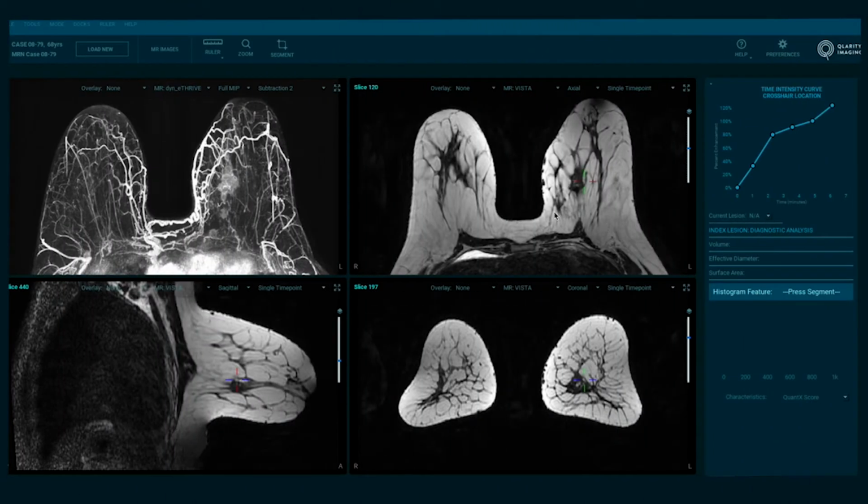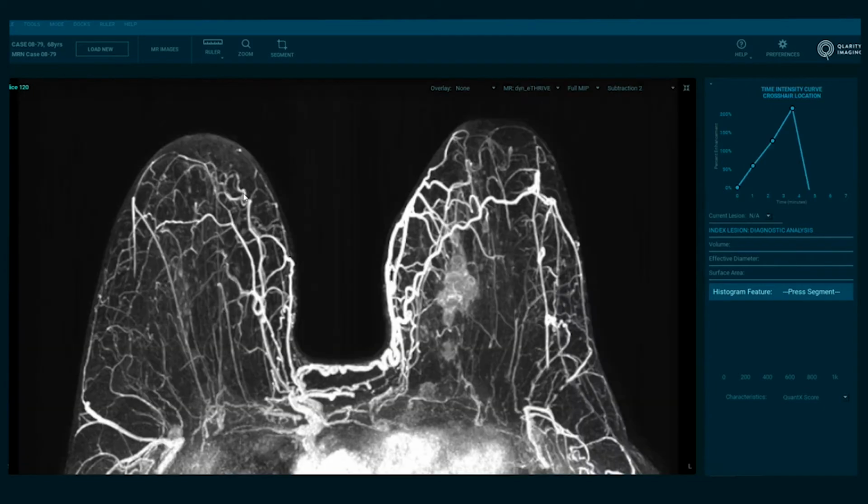Now let's look at an interesting case. I'm going to start out by looking at the MIP image, which is in the upper corner here. And the main finding is the fact that we have an abnormal mass present in the left breast, centrally located, a little bit medial, and there's a second mass posterior to this finding, so we're going to need to look at that a little more closely.